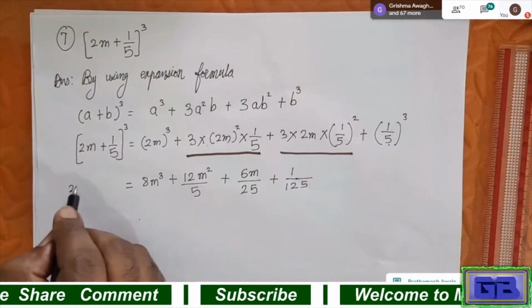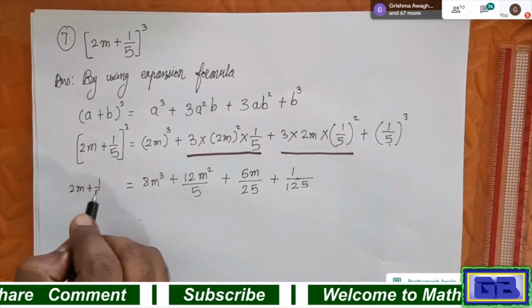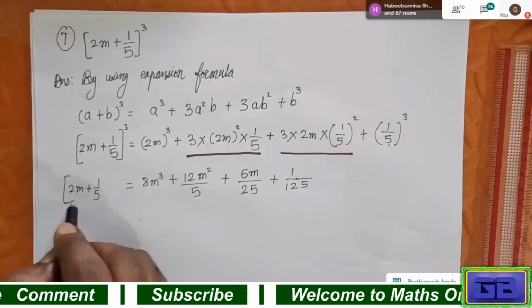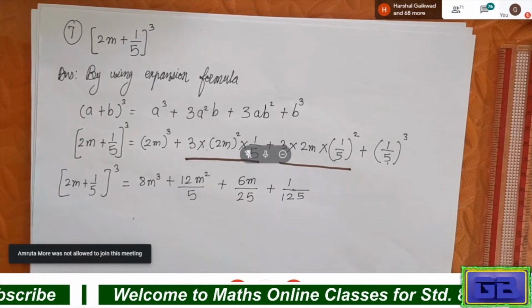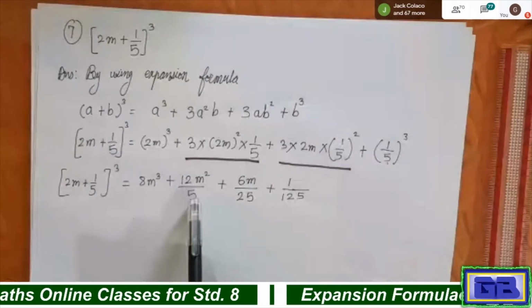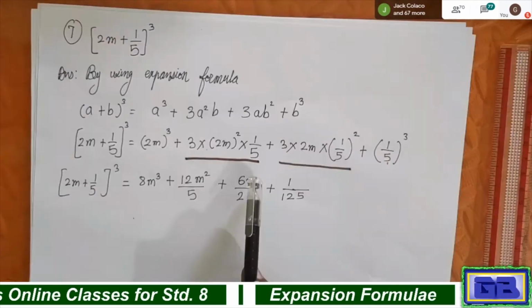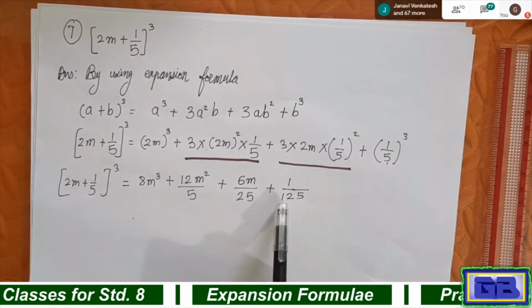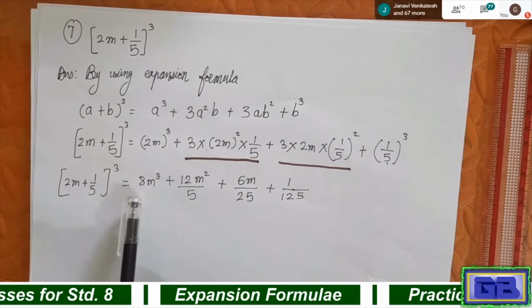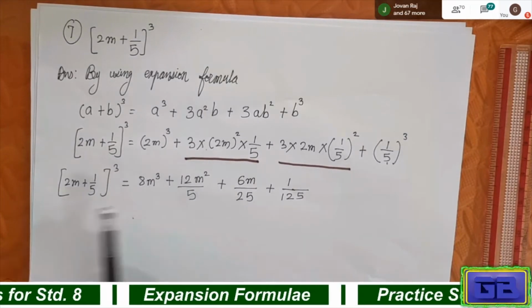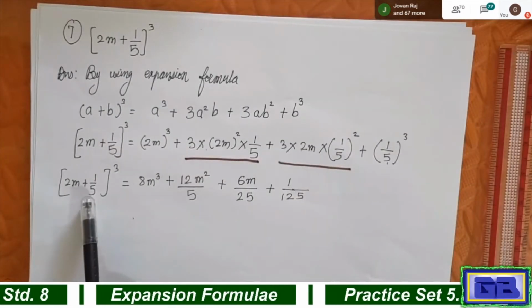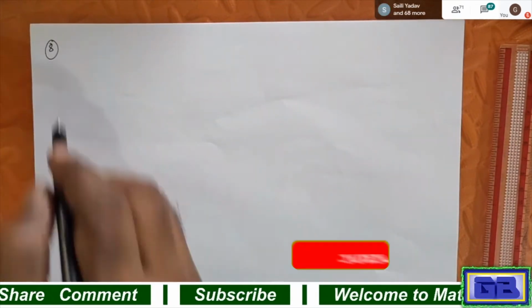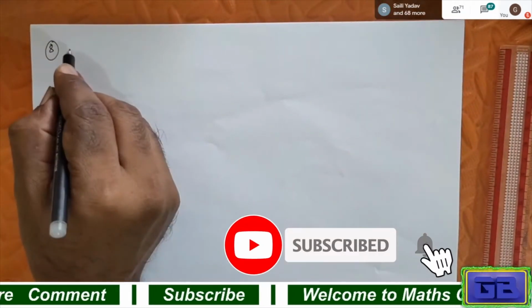125. Take this question down. (2m plus 1 by 5) bracket cube is 8m cube plus 12m square upon 5 plus 6m by 25 plus 1 by 125. This is the expansion of the given question. Okay, write down the next sum.